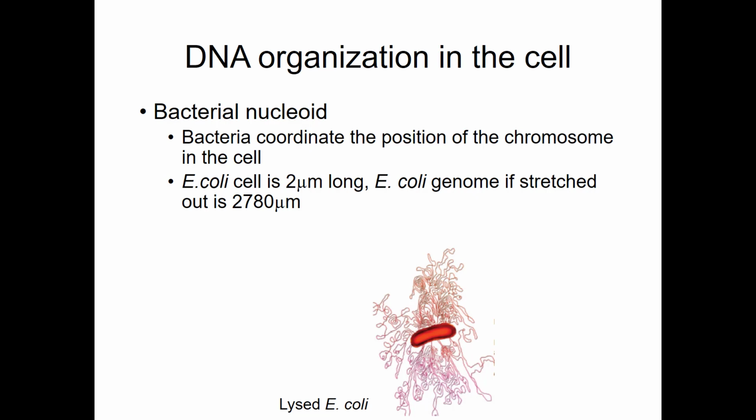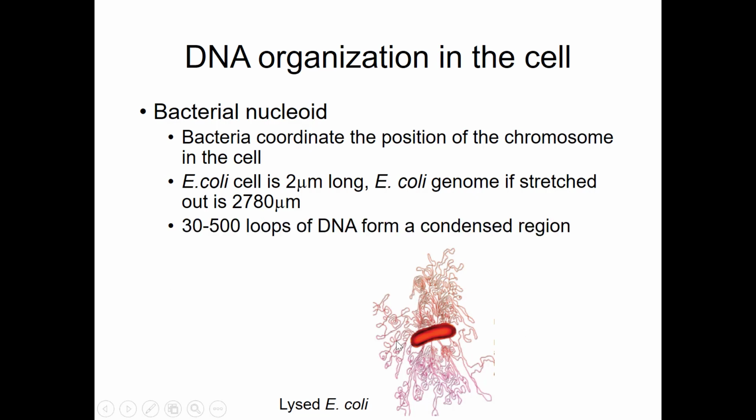So how does the cell take all of that DNA and all of that genetic material and fit it into this teeny tiny cell? And you can see in this image here, this is an image of a lysed E. coli cell, and all of these squiggly lines are all the DNA that was inside the cell now being extruded outside of the cell. Well, the cell coordinates the position of the chromosome by holding it in a series of 300 to 500 loops of DNA to form a condensed region.